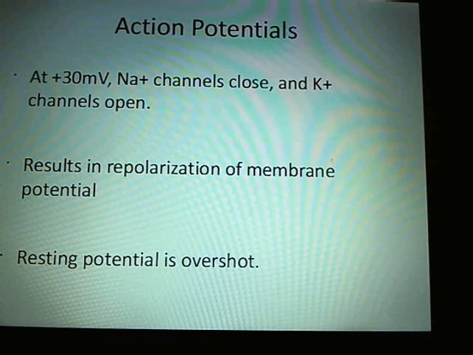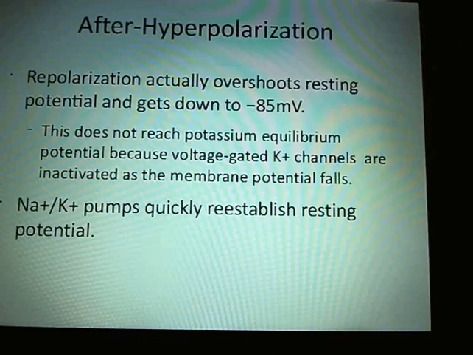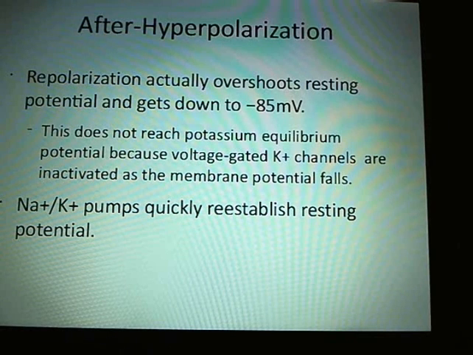At positive 30, the sodium channels close, potassium channels open, and you start your repolarization. Resting potential is a hyperpolarization. It's an overshoot, and it's a point where it can't depolarize again. It goes down to about -85. Then it's established back to the resting potential, and then everything starts all over again.